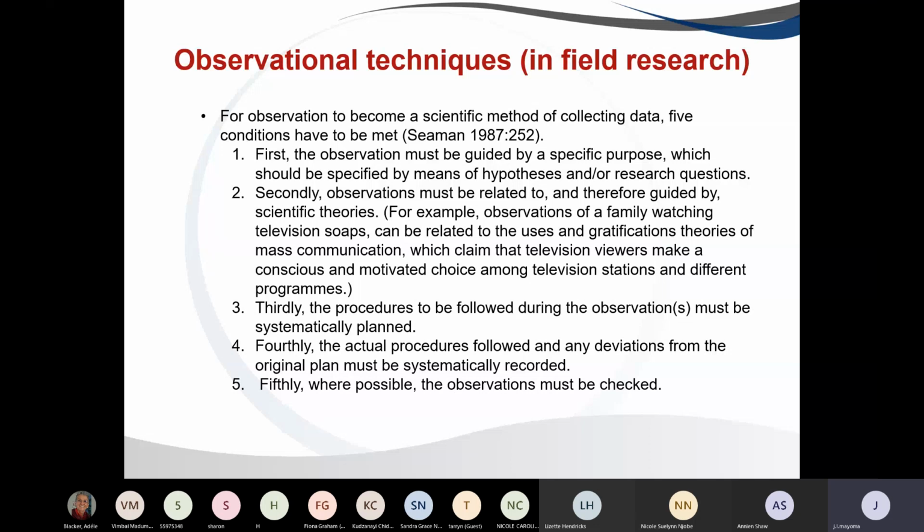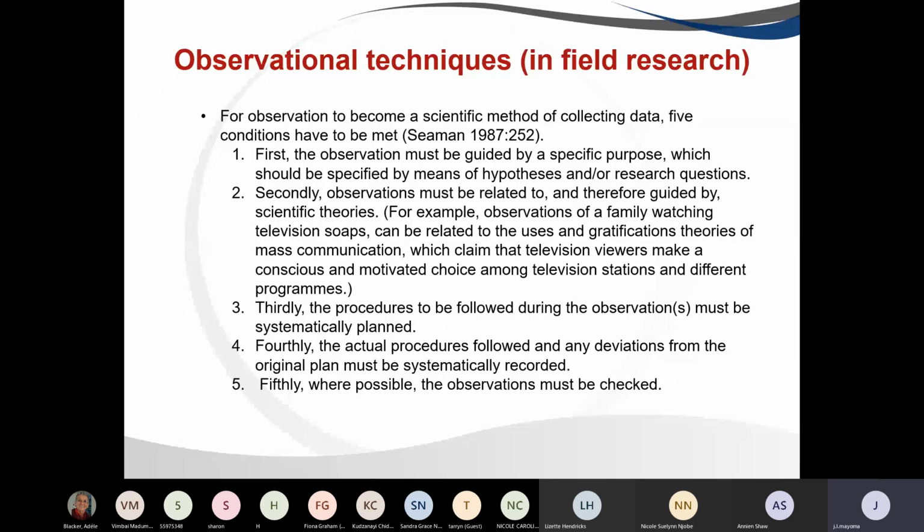Otherwise, you're going to go there and just sit and watch, and not be able to really link what you're seeing with a theory, which is the core thing about research. We link our observations or our data with theory, and we put them together to try to make sense of a phenomenon. Thirdly, the procedures to be followed during the observation must be systematically planned.